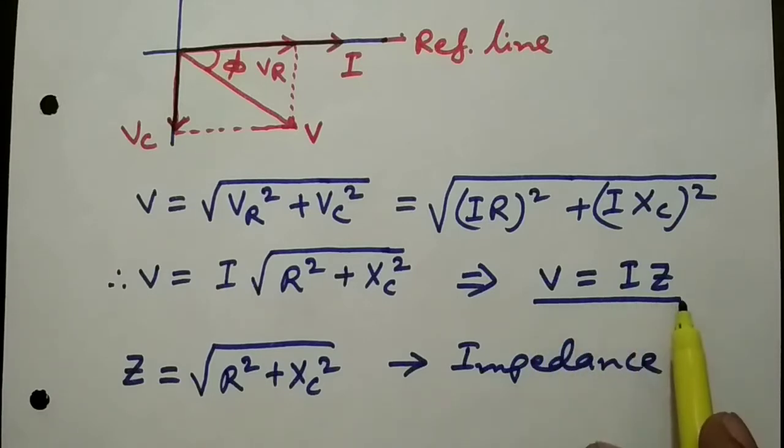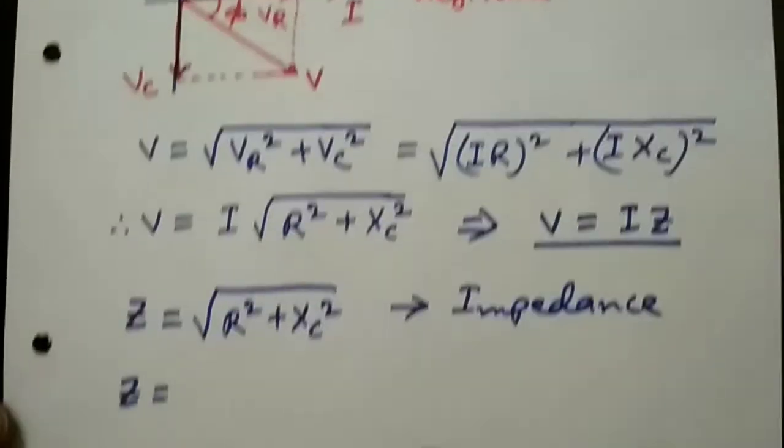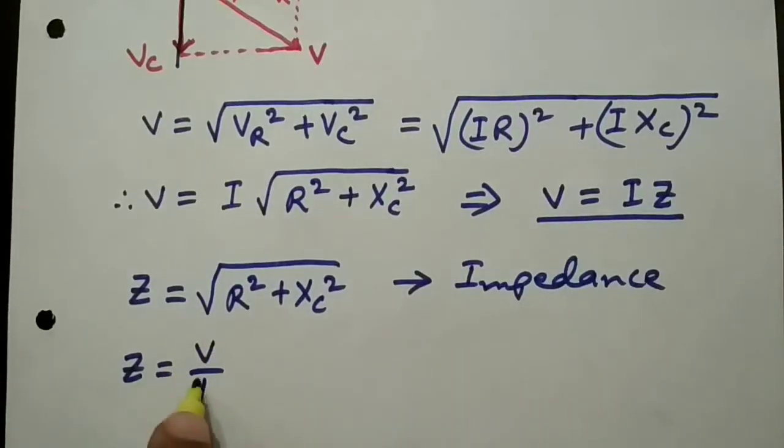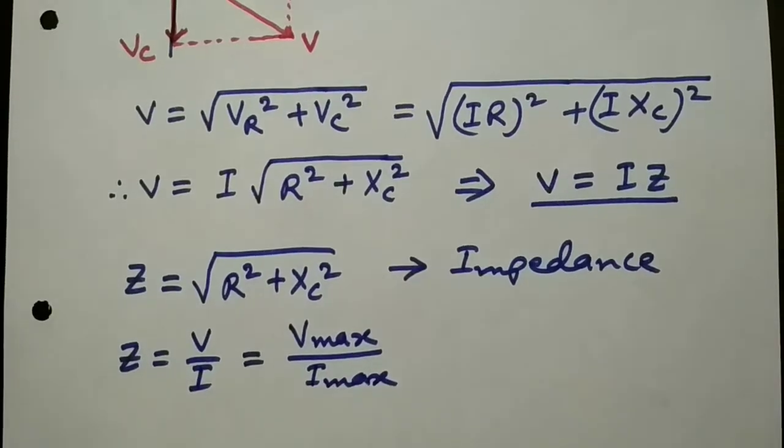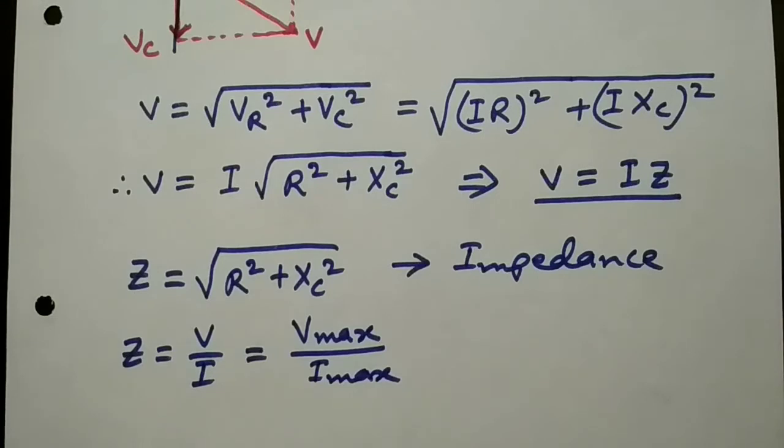Now from this relation we can write Z equal to V upon I. It is V RMS upon I RMS. Multiply numerator and denominator by root 2, so it can also be written as V max upon I max. So for a resistive capacitive series circuit, voltage upon current gives us the impedance, and here the impedance is square root of R square plus XC square.